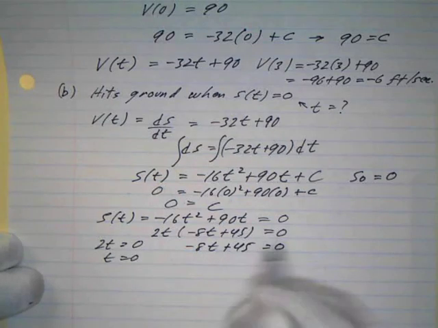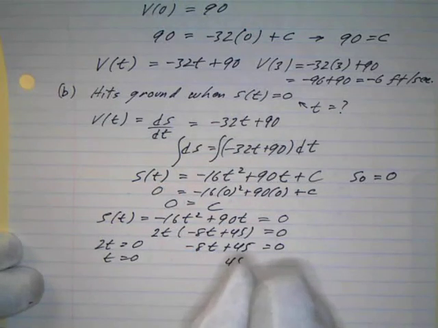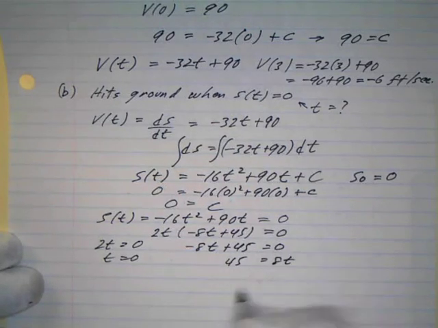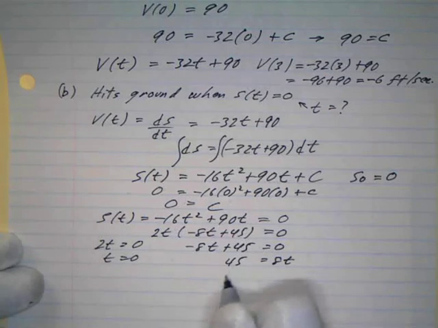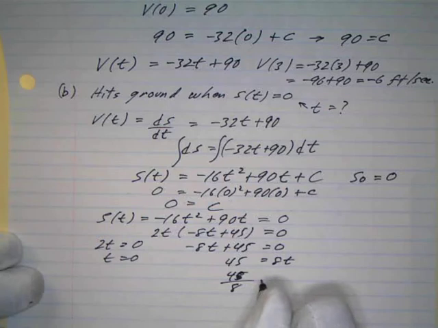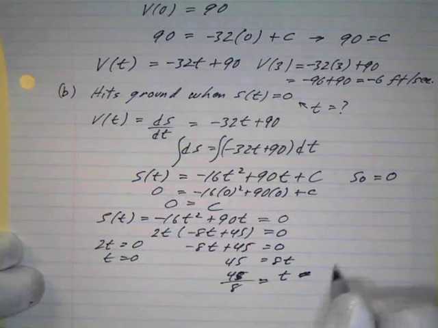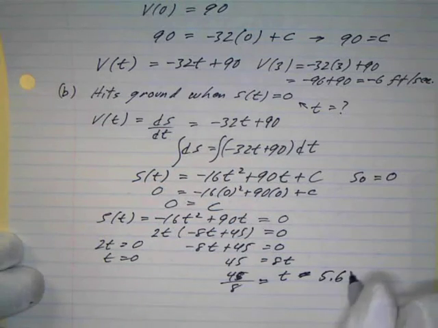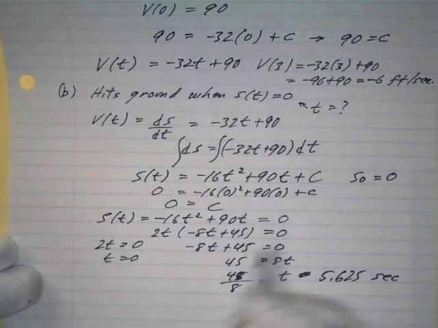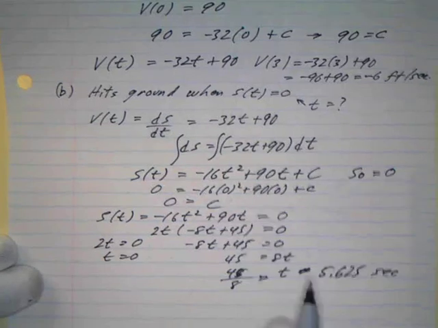So we'll end up with 45 equals 8t. Divide both sides, so 45 over 8. Oops, sorry. 45 over 8 equals t, and that comes out exactly 5.625 seconds. So that's when it hits the ground, because that's the second time our position is 0.